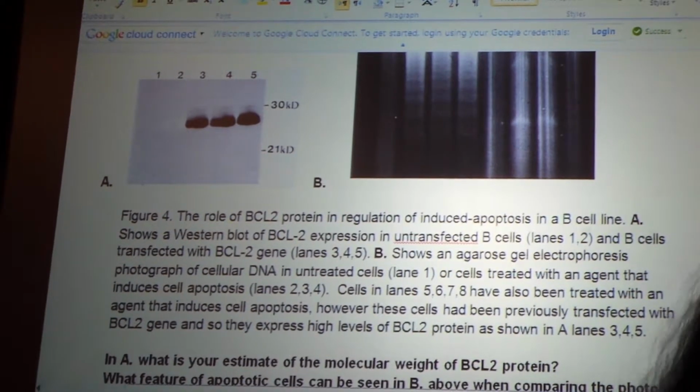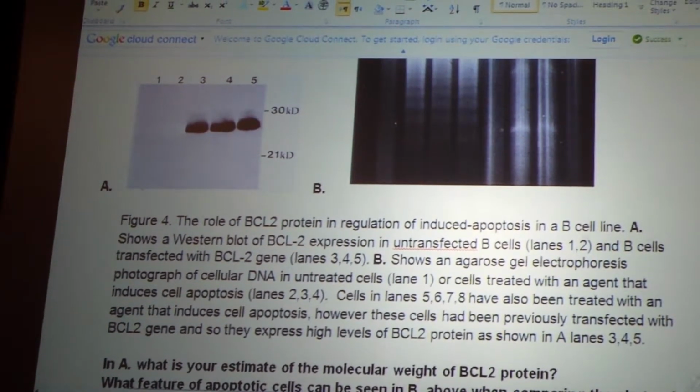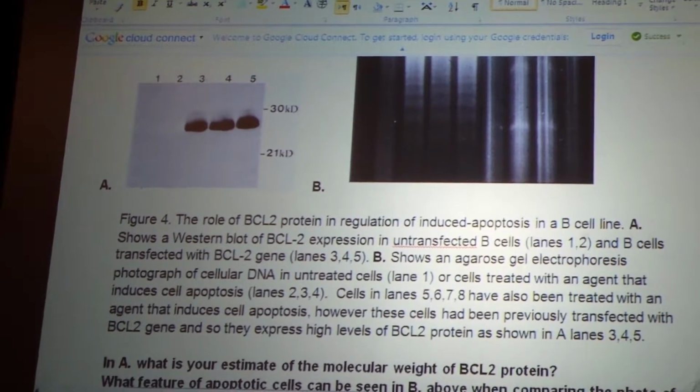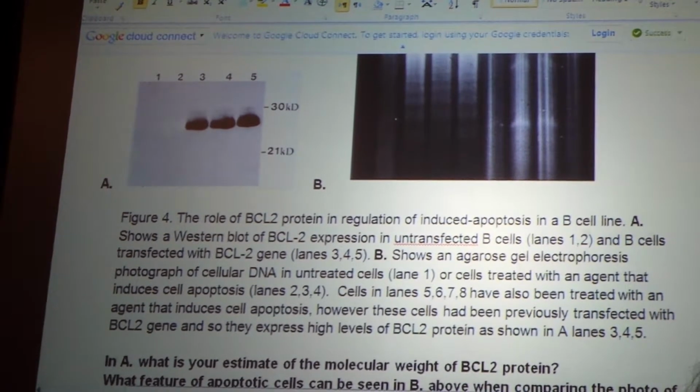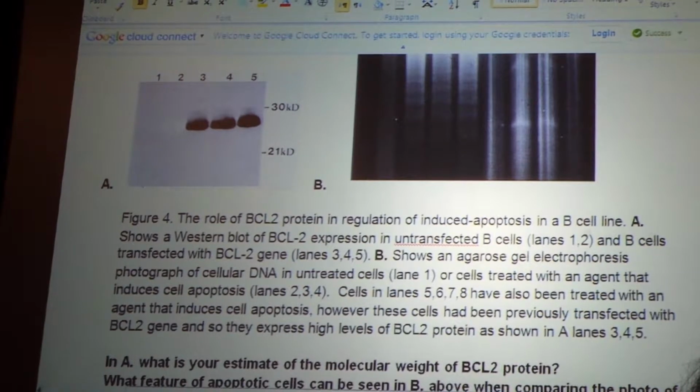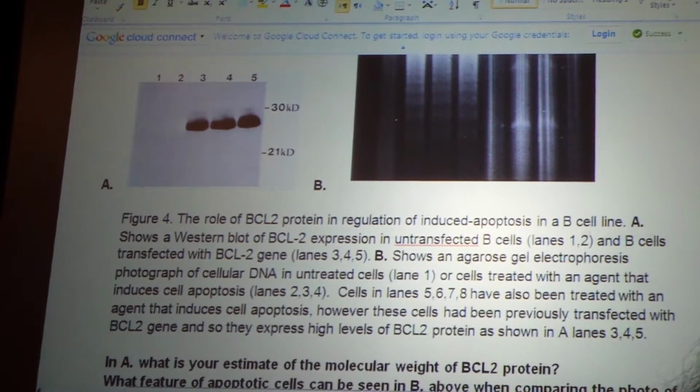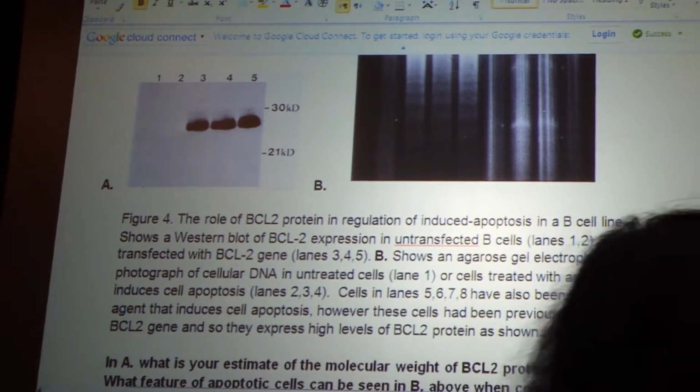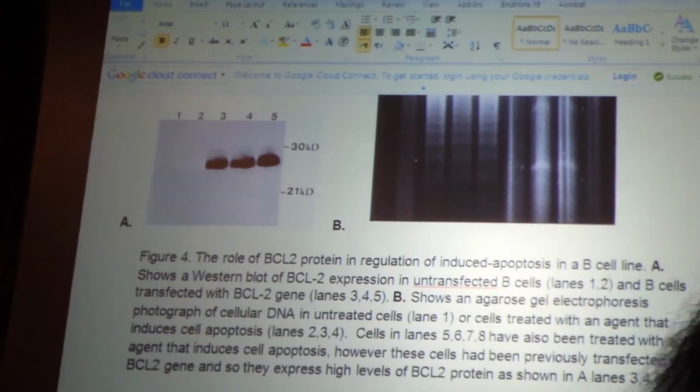So the first question is quite straightforward. It says, in A, what is your estimate of the molecular weight of BCL2 protein? Does anybody want to tell me what their estimate is? 27 what? Kilodalton. Yeah, you're not far off. I think it's 26 to 27.